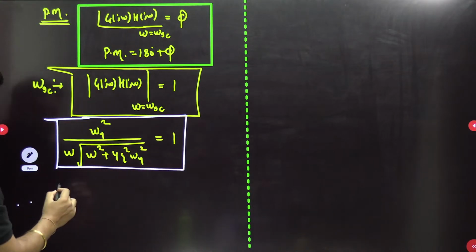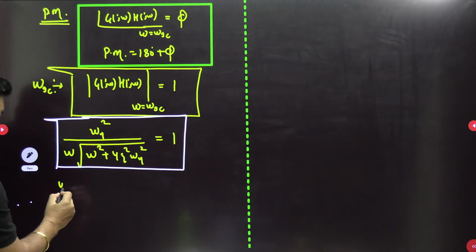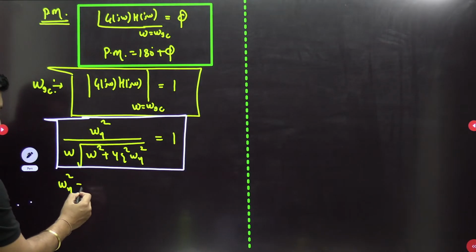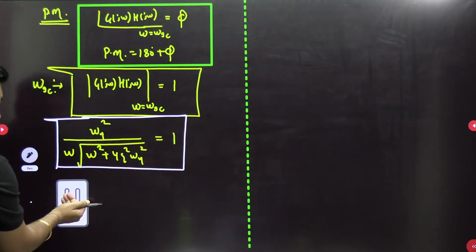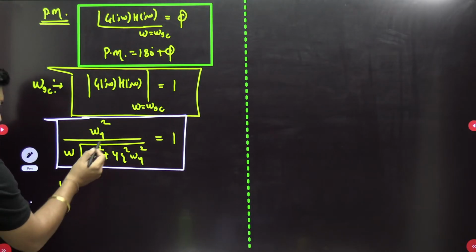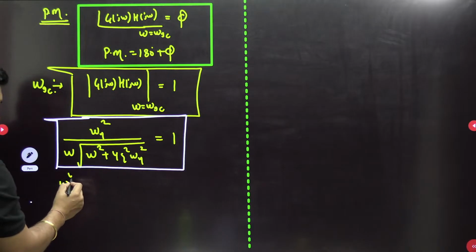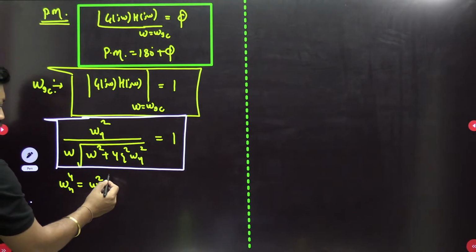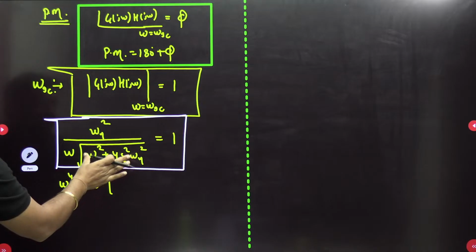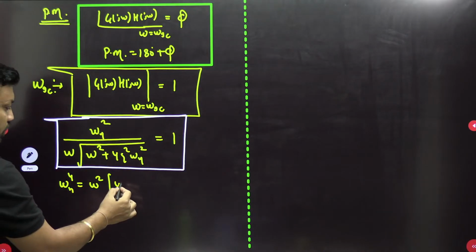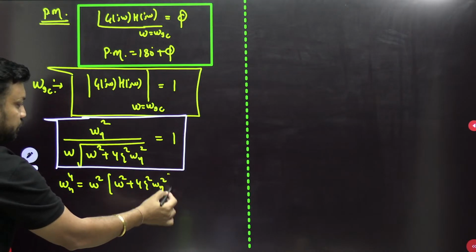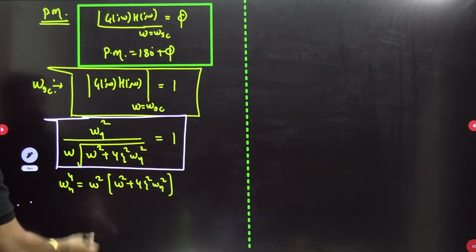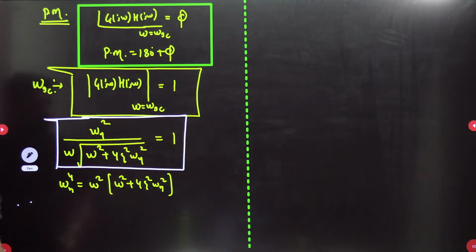Just cross multiply. Once you cross multiply, you will get omega n square equal to, now students, cross multiply and square also. Once you do the square, on the left hand side you are left with omega n to the power 4 equal to omega square times, the square root and square get cancelled, omega square plus 4 zeta square omega n square. Is this clear? I just did cross multiplication, nothing else.